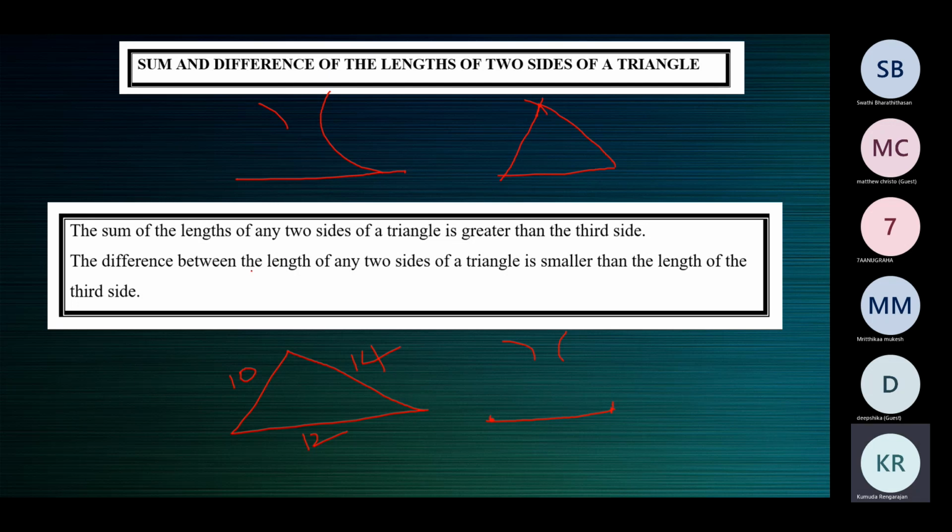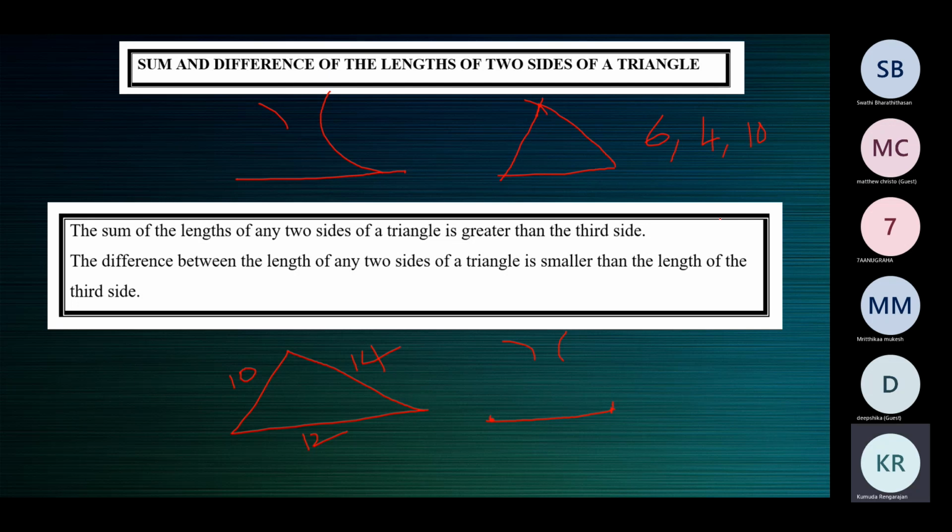When you add the length of any two sides, it will not be greater than the third side. It may be equal to the third side. Now, supposing I ask you to construct a triangle with sides 6, 4, and 10 centimeters.